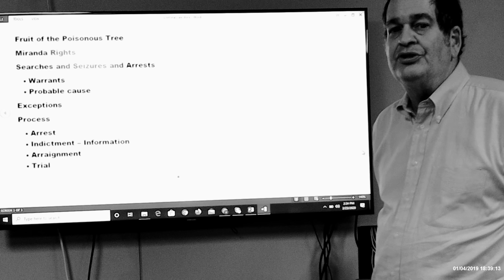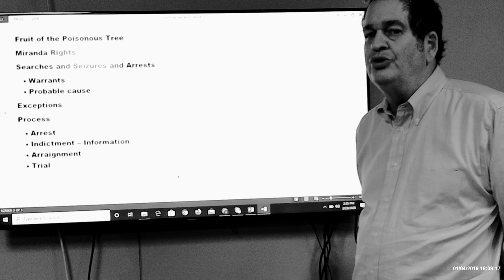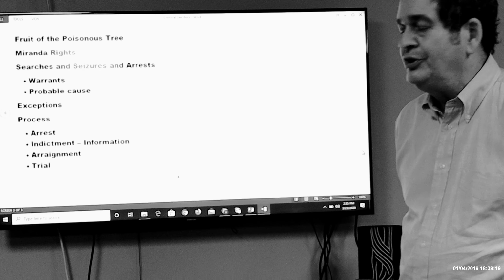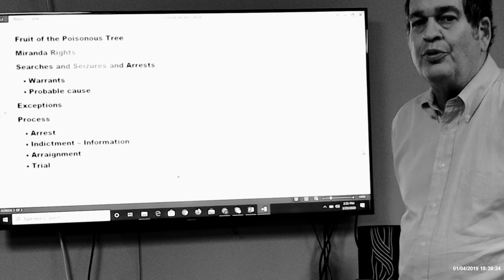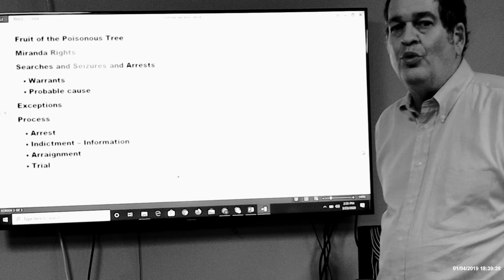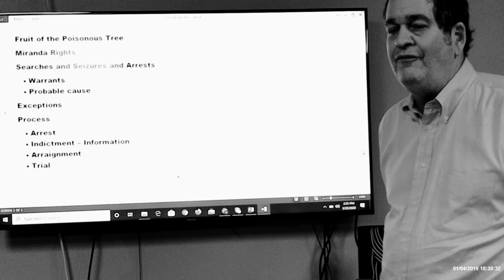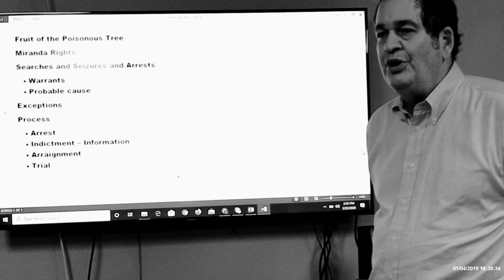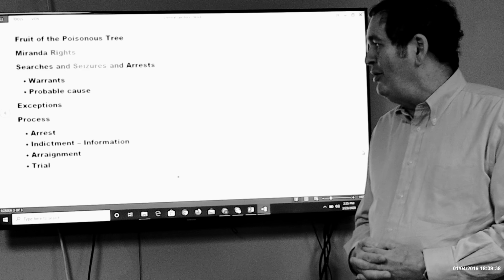In some instances, the DA or the prosecutor can go forward without an indictment using what's called information, which is simply a sworn document. Following indictment, the accused goes to the court or to the magistrate for arraignment, where they are told what the charges are against them, and they have to enter a formal plea. They can enter a plea of guilty, not guilty, or nolo contendere, and we talked about all those.